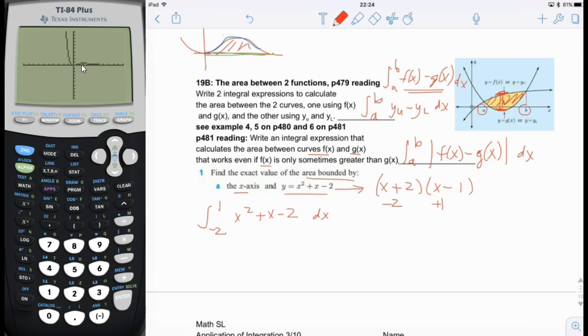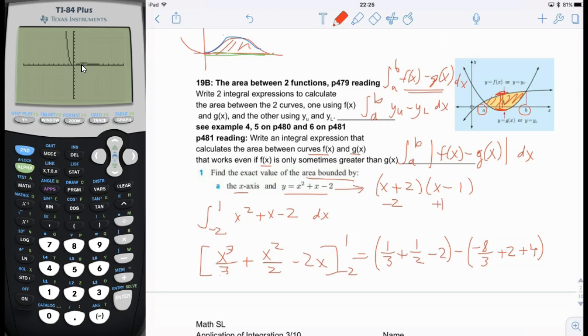Okay? And then the integral of this is going to be x cubed divided by 3 plus x squared divided by 2 minus 2x, and then we can evaluate it from negative 2 to 1. If we put 1 in here, we're going to get 1/3 plus 1/2 minus 2. If we put negative 2 in here, we're going to subtract it. It's going to be negative 8/3 plus 2. And then negative 2 times negative 2 is plus 4.